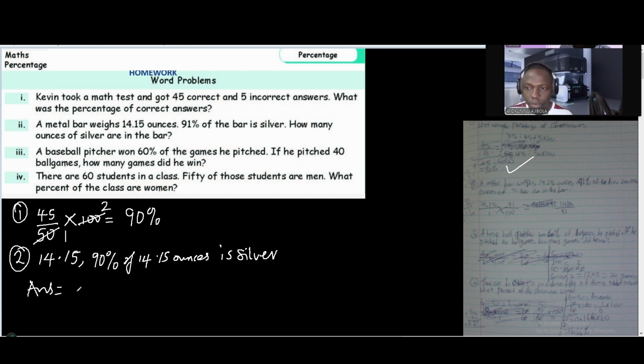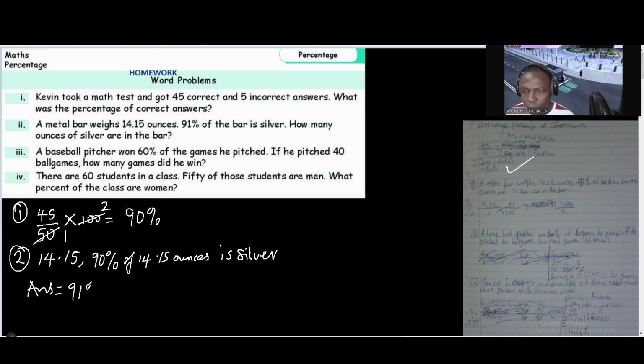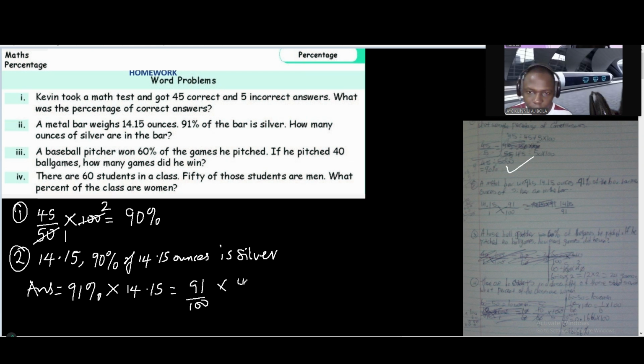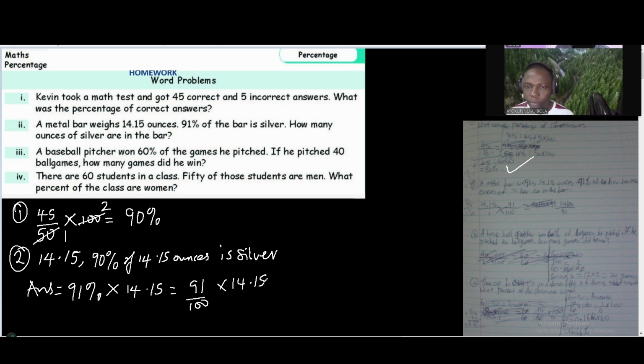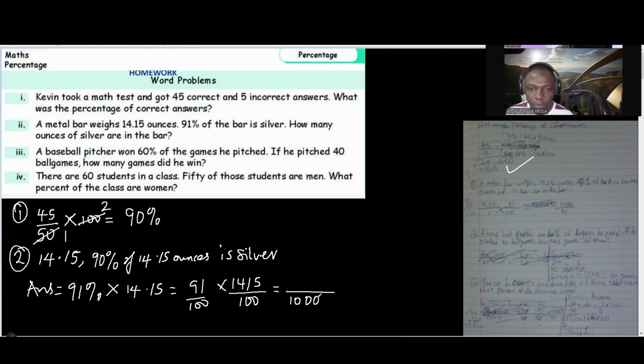Exactly. 91%, not 90%. So 91% of, that's times 14.15 ounces. That's 91 over 100 times 14.15. Or I can change 14.15 to 1415 divided by 100. It's for easier manipulation. So I'm just going to multiply 1415 by 91, okay? Then I'll divide by 10,000.